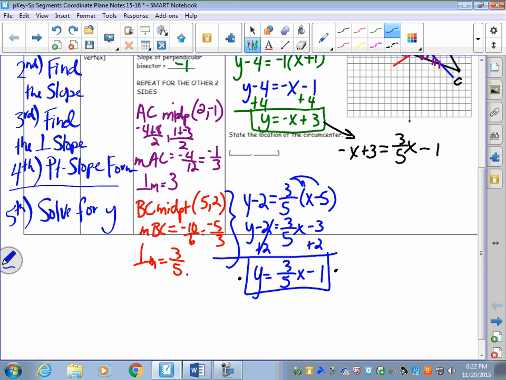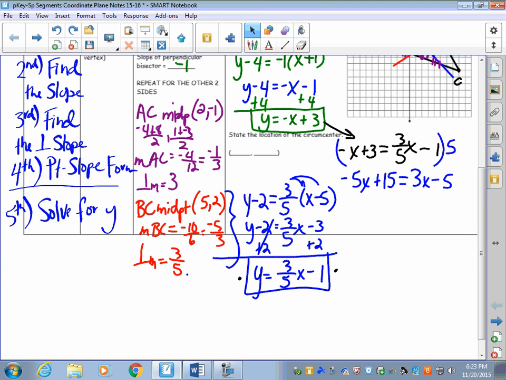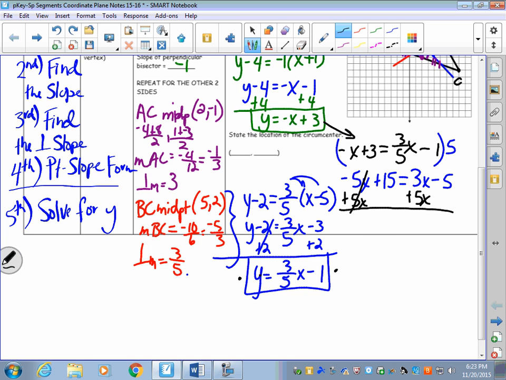If I get rid of the fraction here, I'm going to need to multiply everything by 5. So we're going to multiply everything by 5, and that would give me a negative 5x plus 15 equals 3x minus 5. All right, now I can see a nice and neat 2-step, possibly 3-step equation to solve this. So we're just going to get rid of the smallest x, which is the negative 5x. The x's will cancel out, leaving me 15 equals 8x minus 5, and then we're going to add our 5.